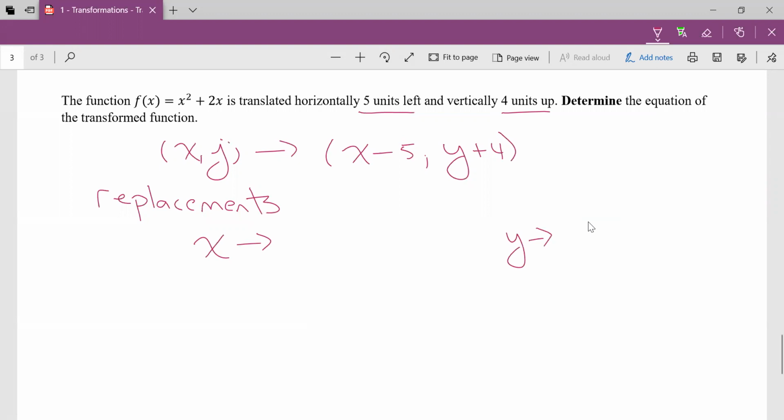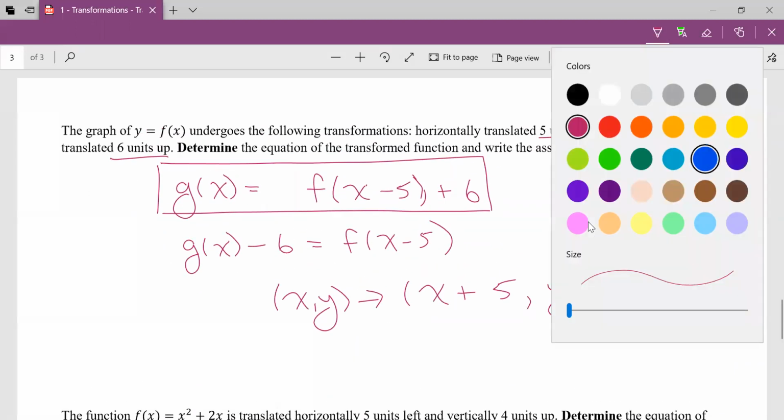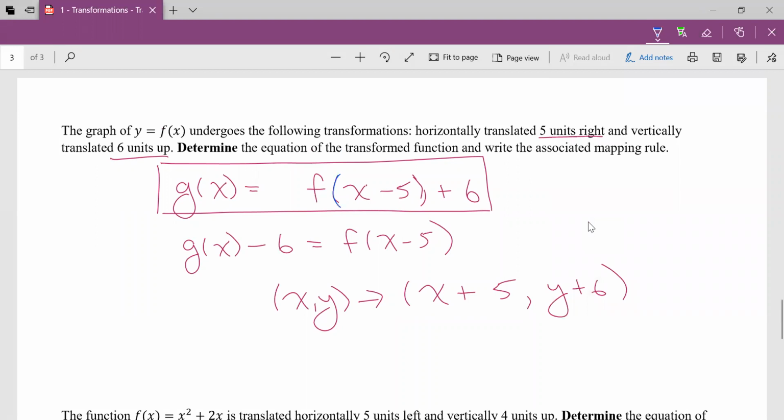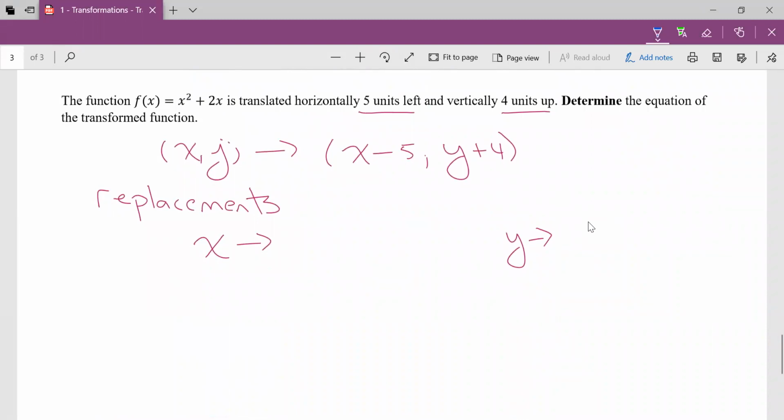Well, what we're going to do is what we've noticed before. I'm just going to scroll back up here. When we're in our equation right in here, we're going the opposite way, right? So that's what we need to remember when we're doing our replacements. So if I wanted to go 5 units left, I'm going to replace x with x plus 5. And if I want to go 4 units up, I'm going to replace y with y minus 4.